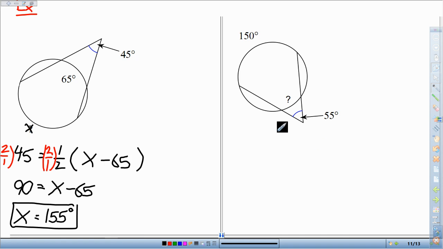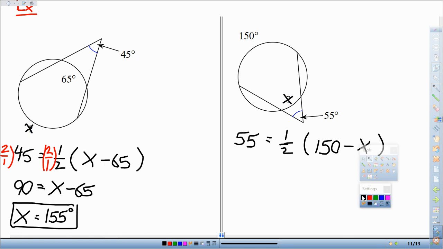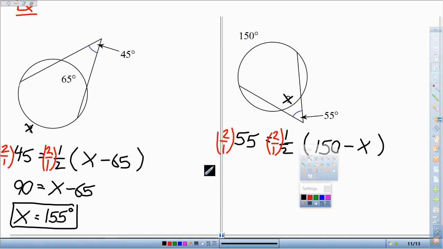Okay, let's take a look at this problem. Again, they're giving us the angle outside. We'll start with that. Equals 1/2 the measure of the two arcs subtracted. Here's the big thing. It needs to be the big arc, 150, minus the small arc, which we're going to call x. Okay, I'm going to go ahead and get rid of the fraction just like before. So multiply both sides by 2/1. Okay, 55 times 2, we got a 110. Equals 150 minus x. Okay, this is where we just need to be kind of careful.